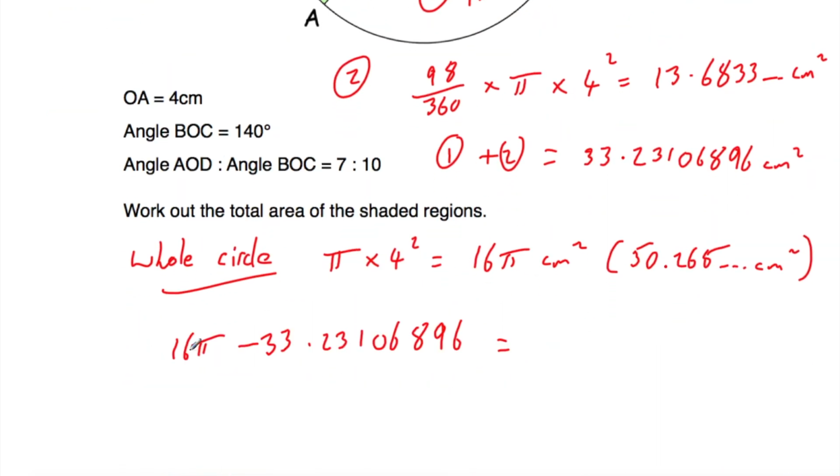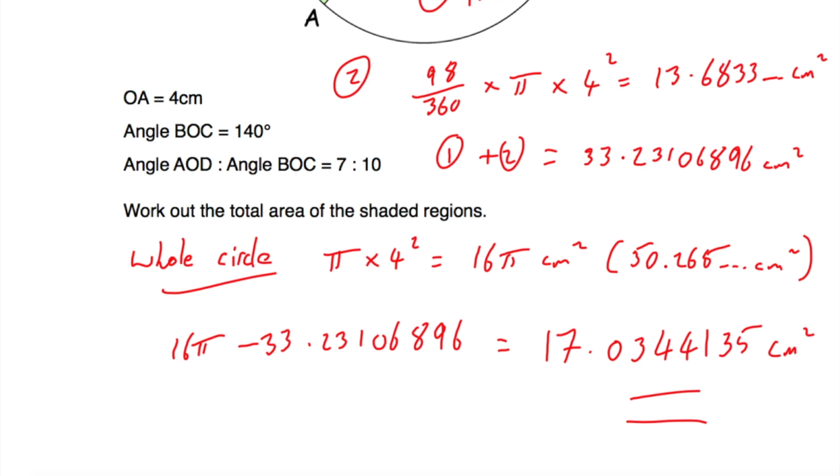Now I'm using the 16 pi just because that's easier to type in. You could write down 50.265 and so on, subtract 33.231 and so on. But I've just done 16 pi, take away the answer, and I've got that's equal to 244 over 45 pi, or 17.0344135 centimeters squared. And that's it. That's the total area of those shaded regions.